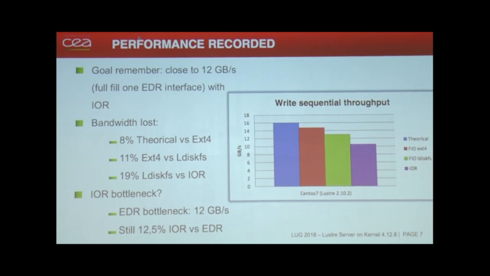But what is a bit annoying is that we have differences between LDISKFS and IOR of 19%. It's a bit high, but this number has no sense because when you have IOR, of course, you are limited through the network interface to 12 gigs. But you still have 12.5 overhead. So how can we work to understand what is going on?